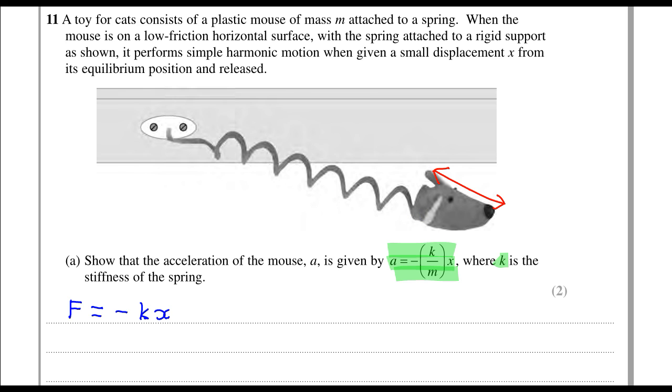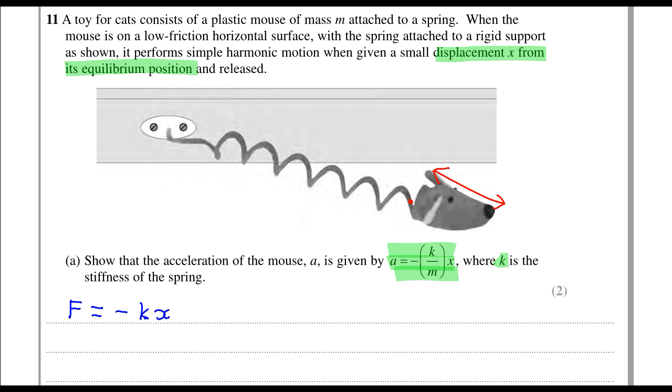which in this case would be the displacement from the equilibrium position. Because at this point the spring is not stretched, it's at the equilibrium position, but any movement away from there would be stretch in the spring, which will determine the force that the spring puts on the mouse.